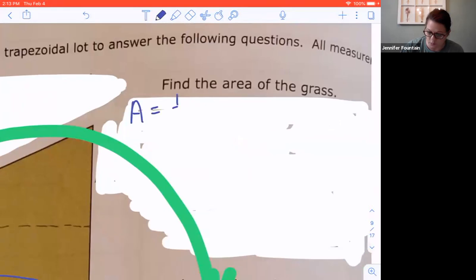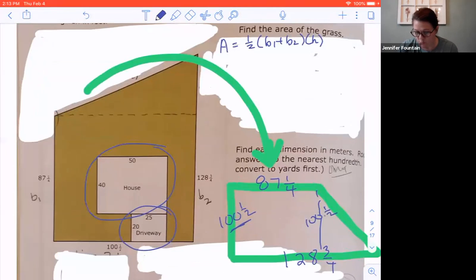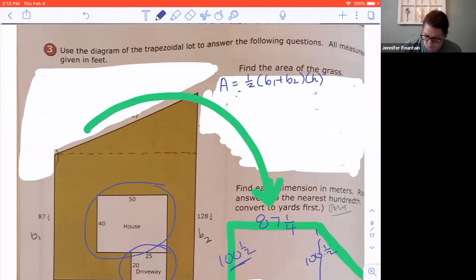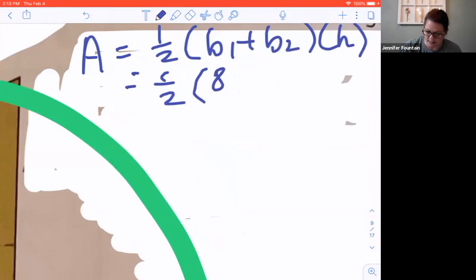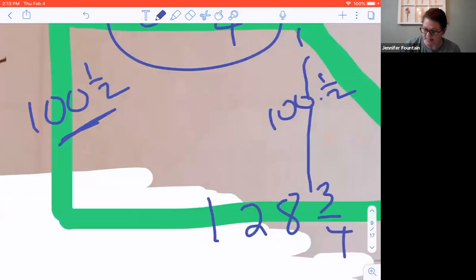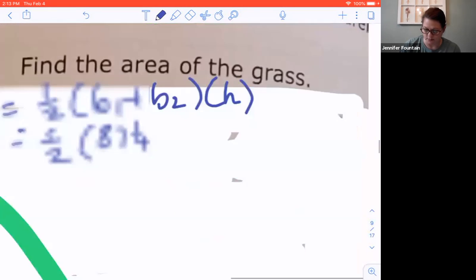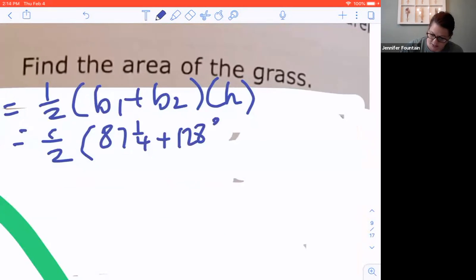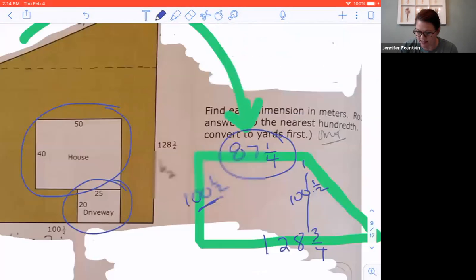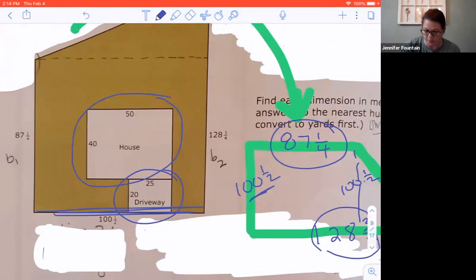So my area is going to be 1/2 times base 1 plus base 2 times the height. So let's take a look at that. Base 1: we're going to have 1/2 times, I'm going to say 87 and 1/4, plus 128 and 3/4, times my height, which we said is the same as the measure of this side right here, because those are going to be the same. So 100 and a half.